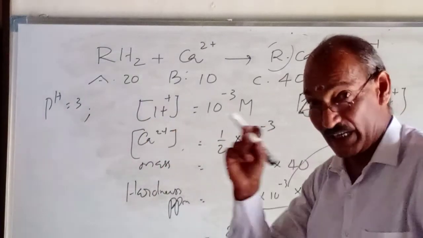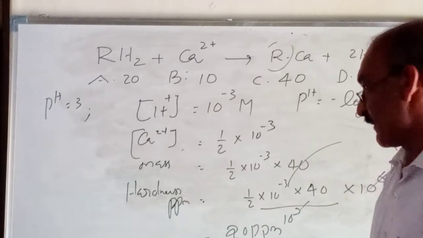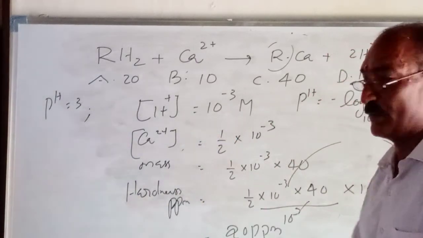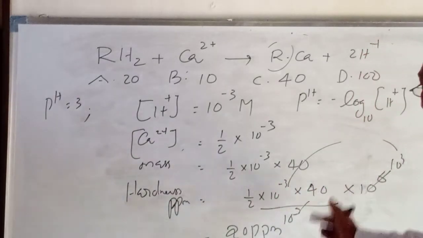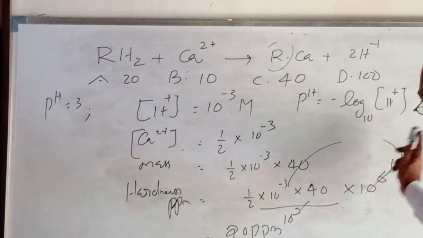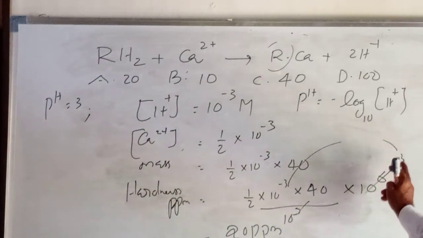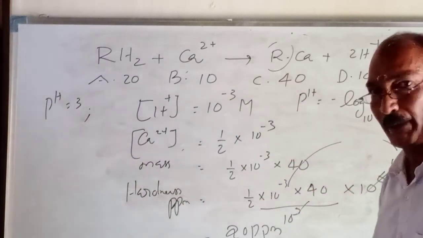Here calcium is an element, but in water it exists as ions. So its atomic mass is 40. Then hardness in terms of ppm is equal to 1 by 2 into 10 raised to minus 3 into 40 into 10 raised to 6 divided by 10 raised to 3. Both can be cancelled. You will get 10 raised to 3, and 10 raised to minus 3 into 10 raised to 3 becomes 0. Remaining 1 by 2 and 40. Therefore, you will get 20 ppm.